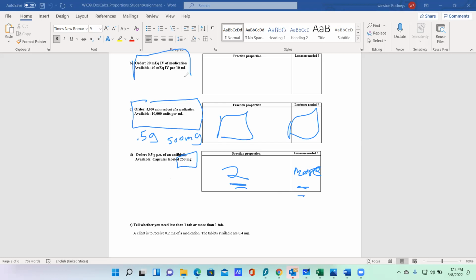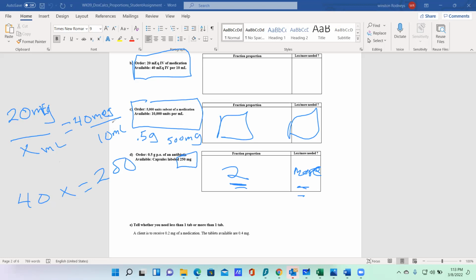In this case, you're going to have to set up a proportion. You're going to do your 20 mcg over X equals 40 mcg over 10 mL. This is X mL. Cross multiply, 40X equals 200. Solve for X, and you know what to do. All right.